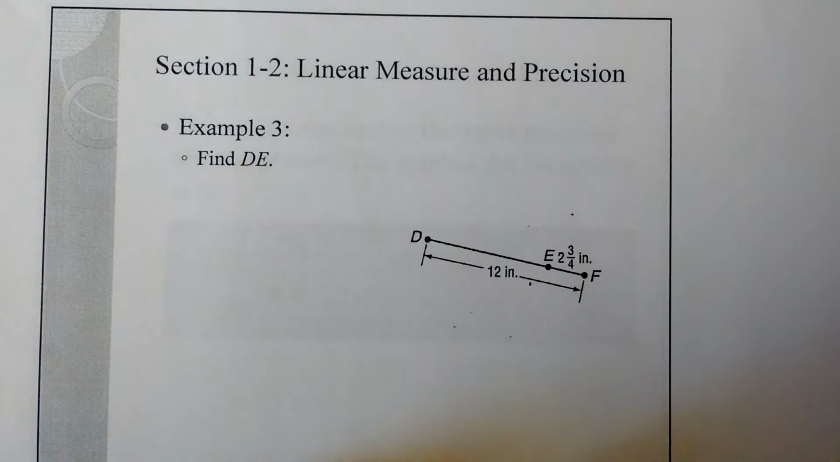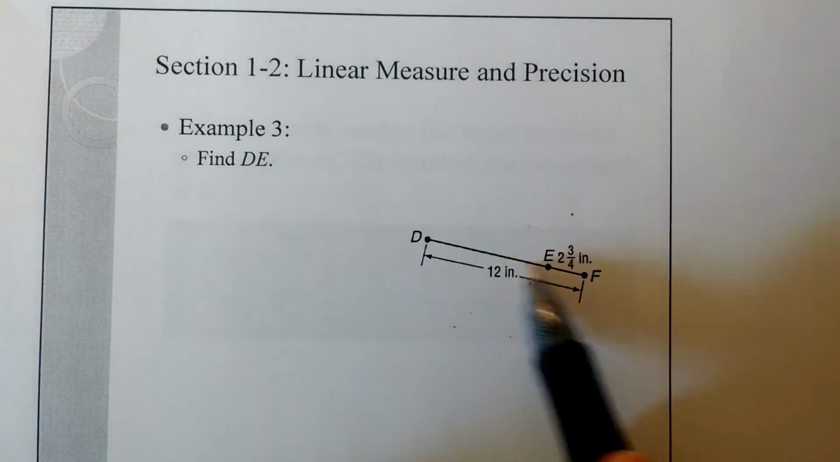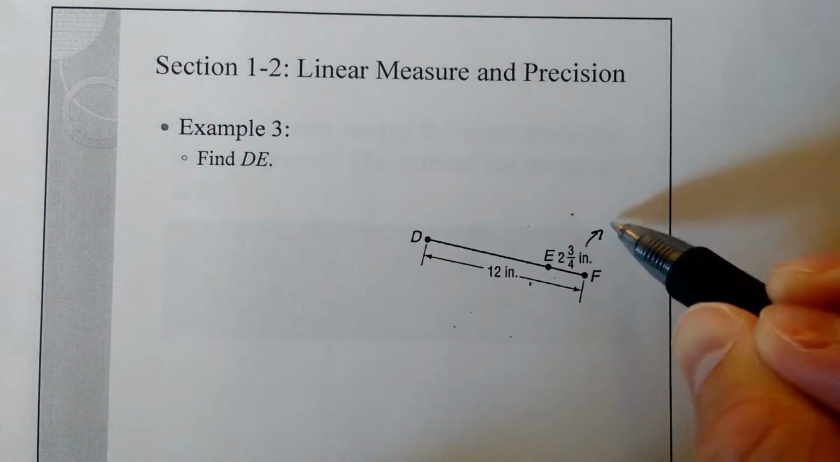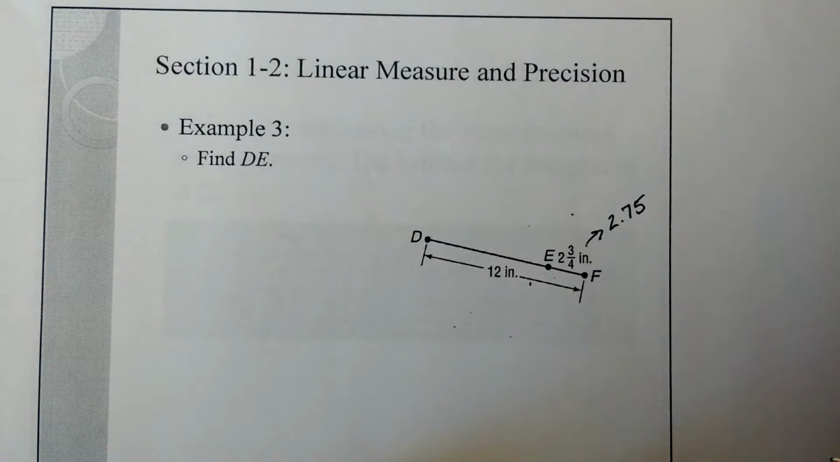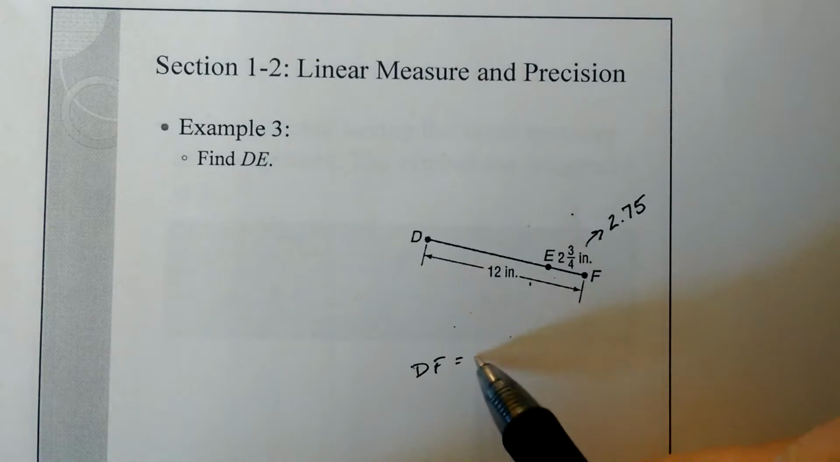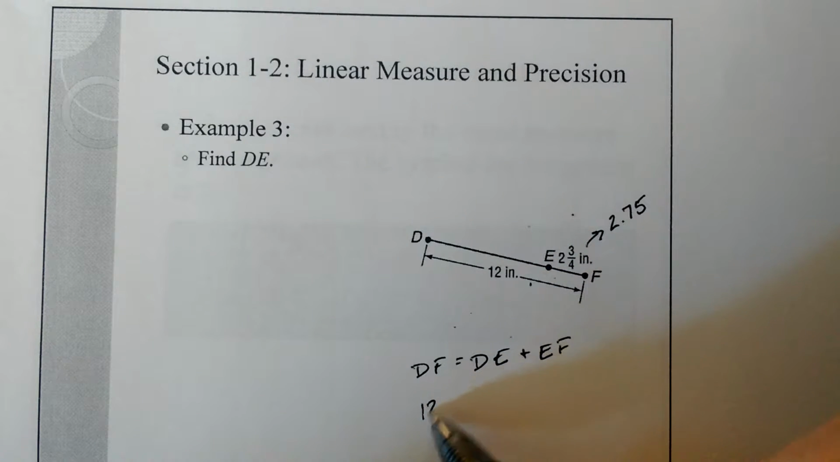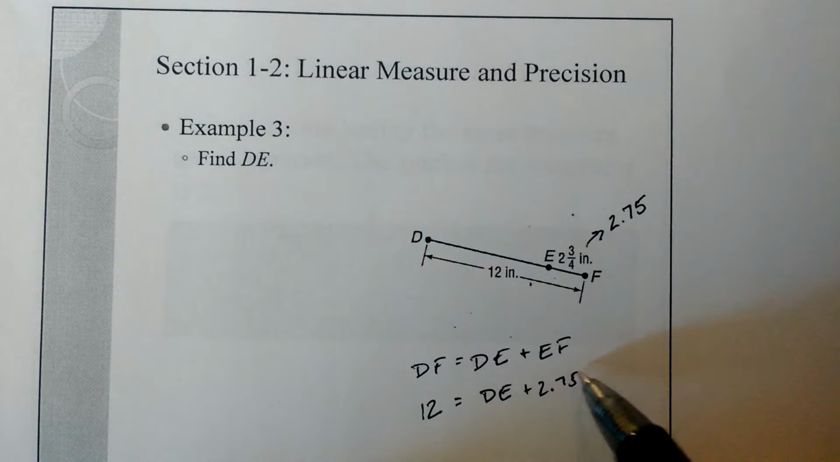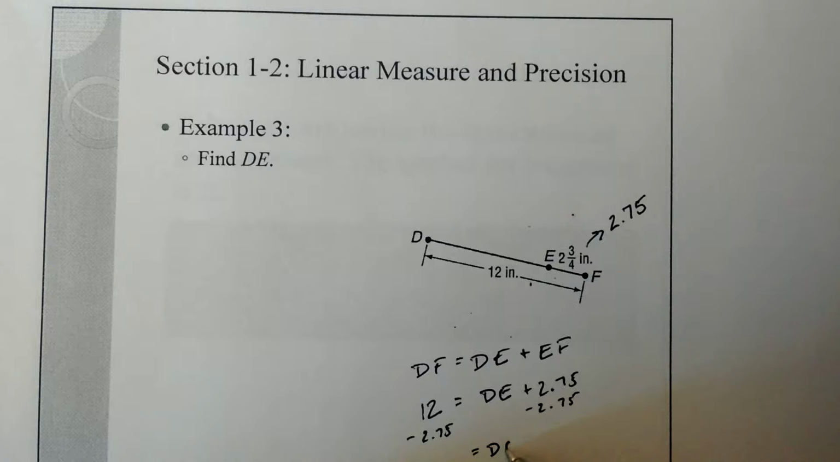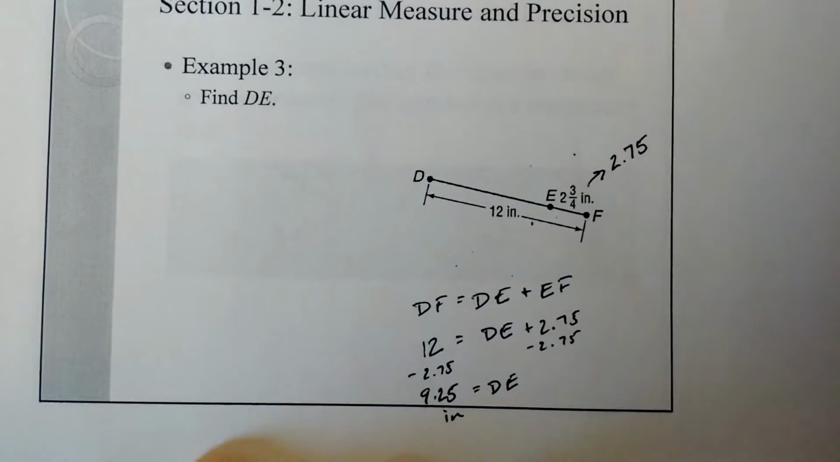So for example 3, find DE. In this case, you're looking for a piece of the whole thing. Before we start though, I'm going to turn that into decimals because I like working in decimals better. So 2 3/4 is 2.75. We know that DF, the full thing, is equal to DE plus EF, the two parts added together. I know what DF is. It's 12. I don't know DE, so I'm just going to leave it as DE. And I know EF is 2.75. So to solve, subtract the 2.75 from both sides. So DE is equal to, what's that going to be? 9.25, oops, sorry, off the page, inches.